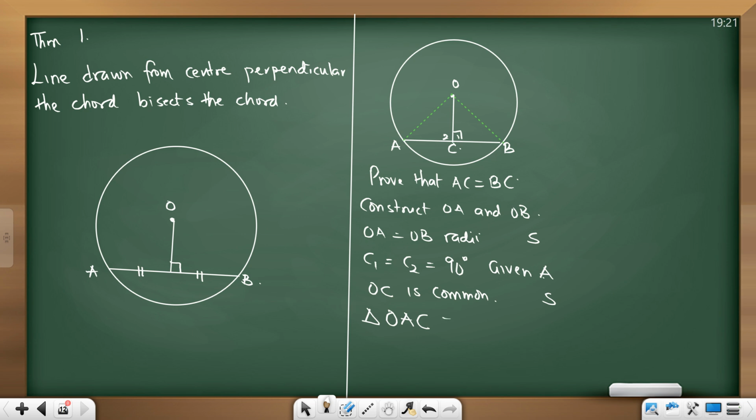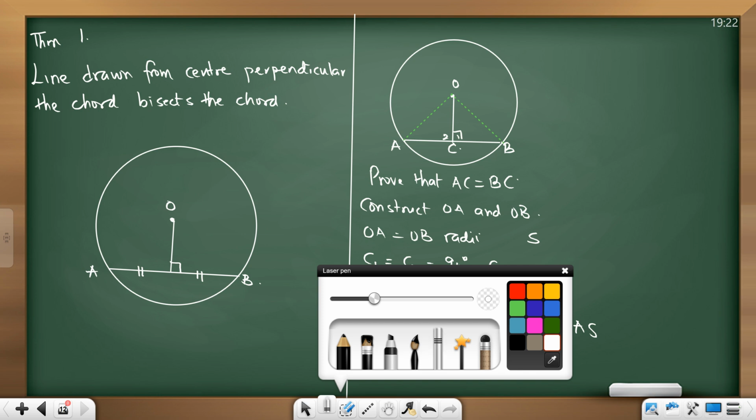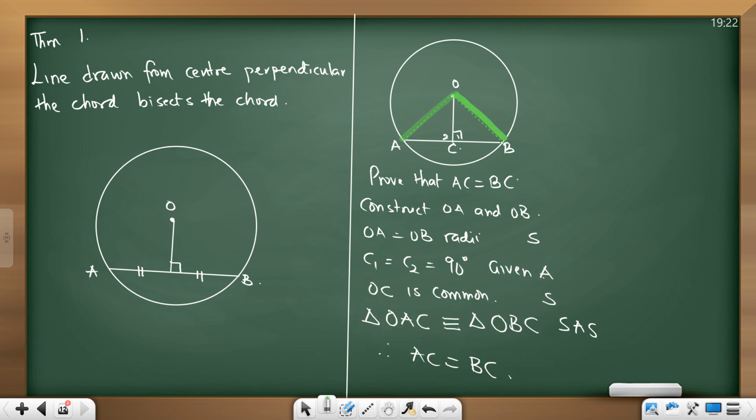OAC. I must start with O. Triangle what? OBC. Move the same way. Side, angle, side. Therefore, AC is equal to what? Because already, since we said they are congruent, this is equal to that, this is common. For them to be equal, that will be equal to that, and we are done.